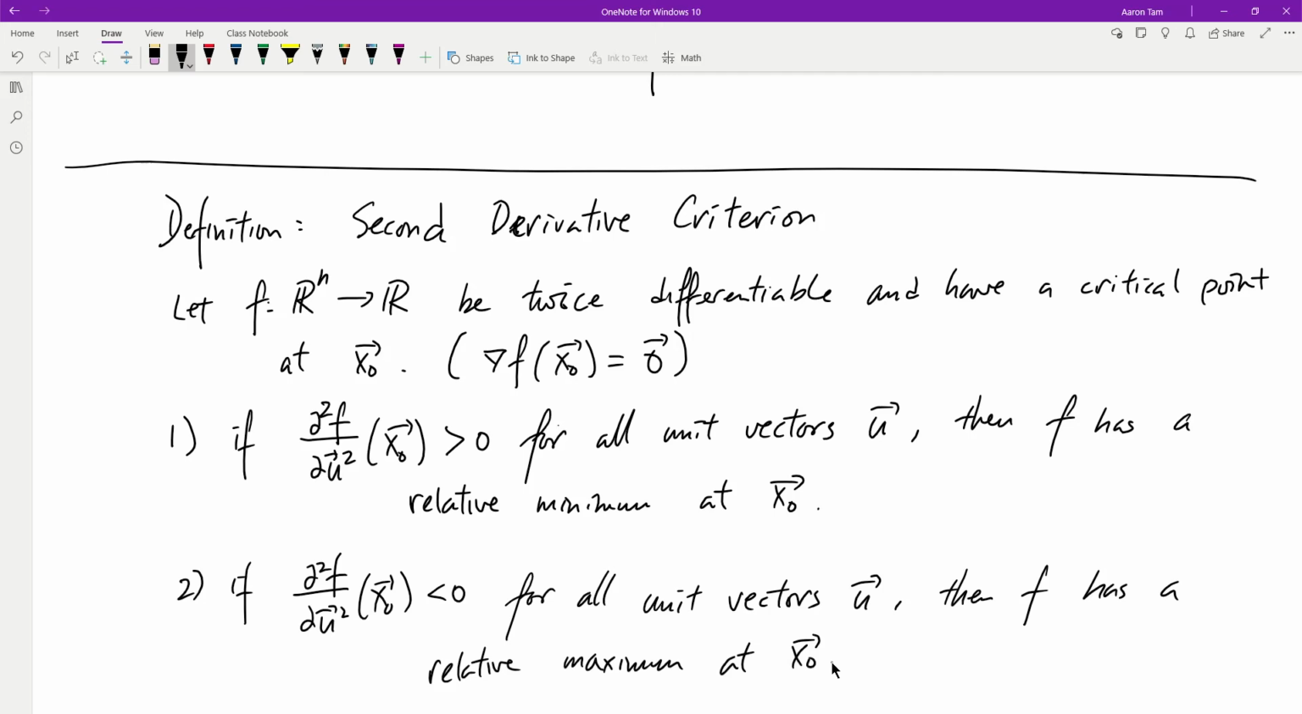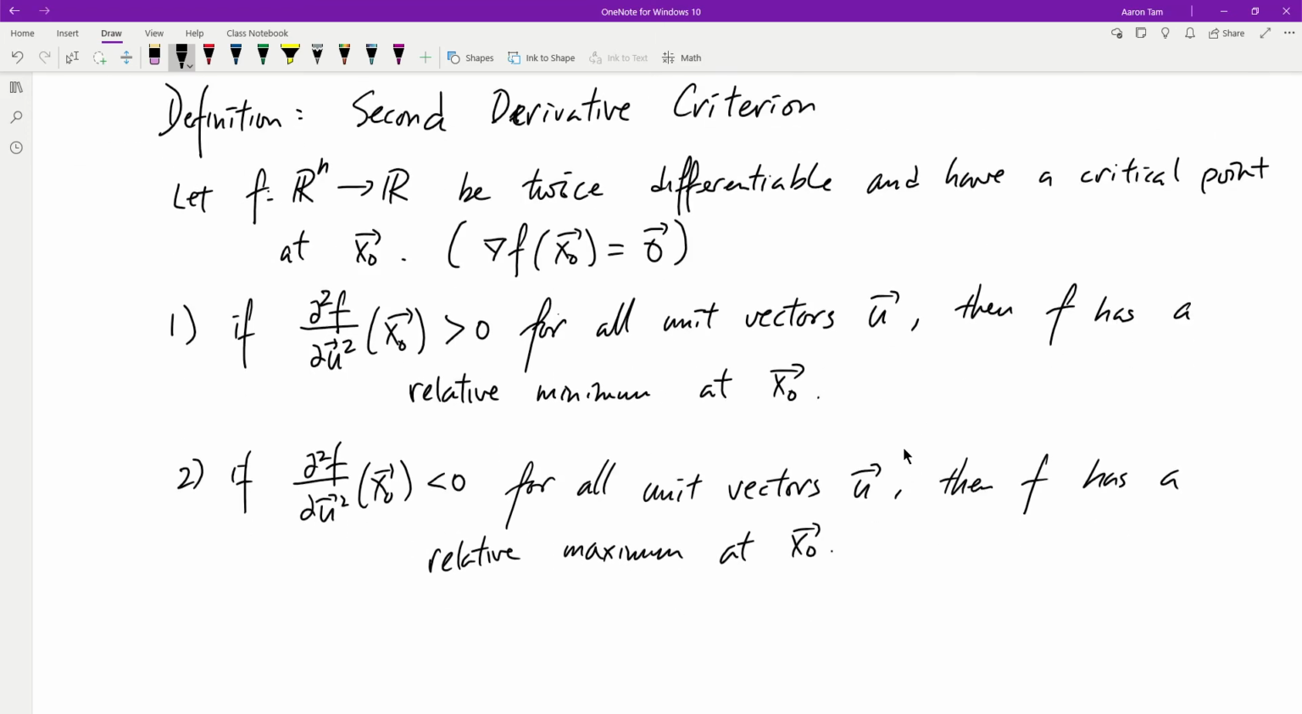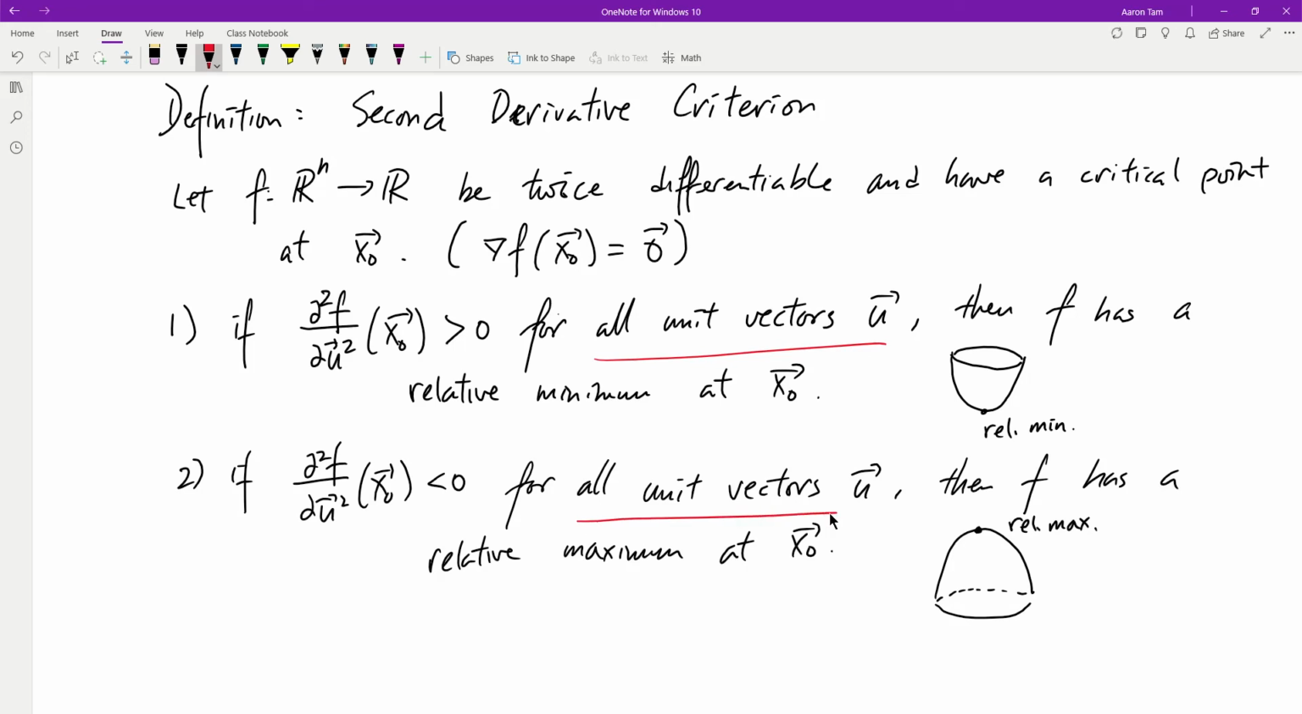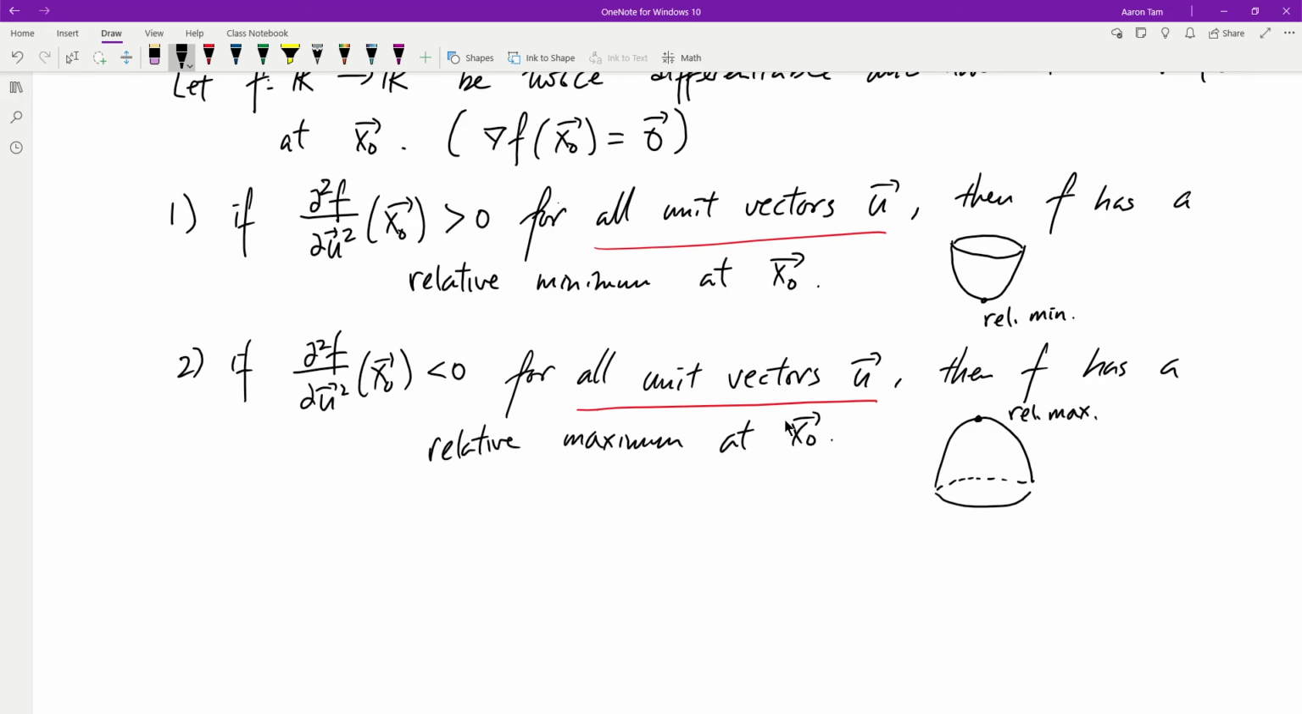and therefore results in a relative maximum. So in other words, this basically forms this picture, where you have a relative minimum at the bottom, while case 2 would basically form an upside down graph where you have a relative maximum at the top. But that must be true when every curve that goes through these points is concave up or concave down for every direction. So therefore, it has to be for all unit vector u. So what happens if not all of them satisfy this condition? Well, that would be case 3.